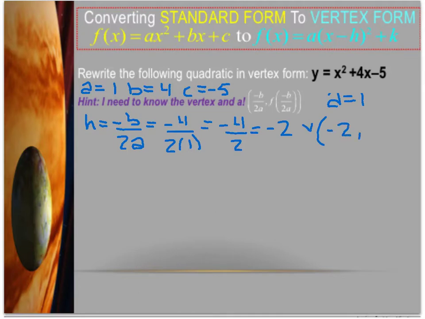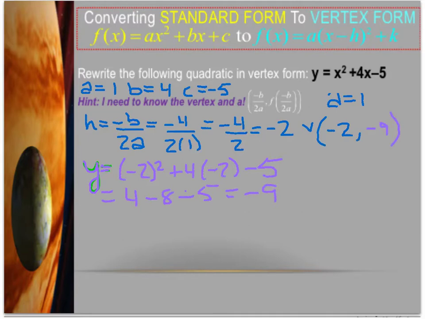Now I go ahead and plug it in to find the y-coordinate. The y-coordinate is going to be negative 2 squared plus 4 times negative 2 minus 5. So that's 4 minus 8 minus 5, which is going to give me negative 9. So the y-coordinate of my vertex is negative 9.